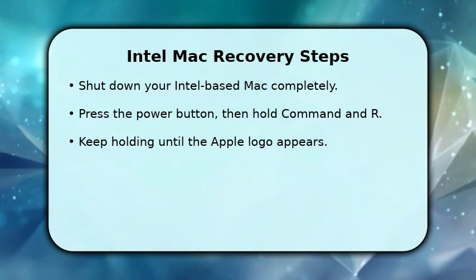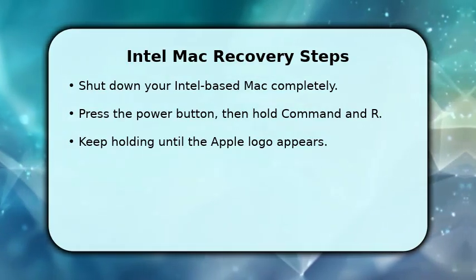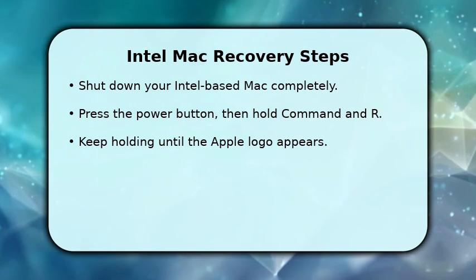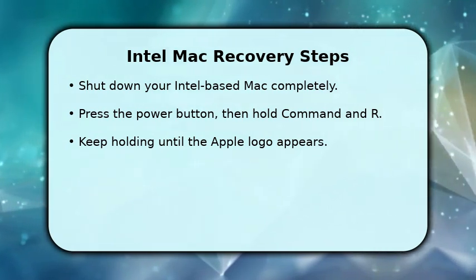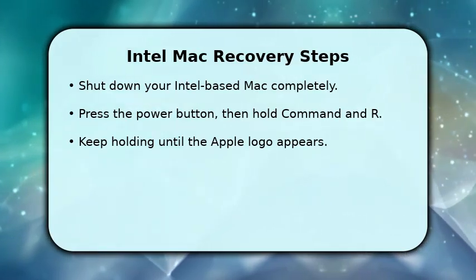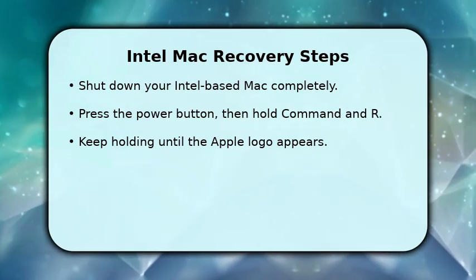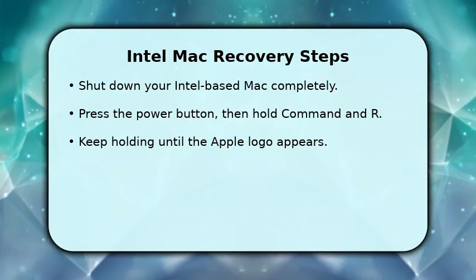For Intel-based Macs, the process is straightforward. First, completely shut down your Mac. Then, press the power button and immediately hold down the Command and R keys simultaneously. Continue holding these two keys until you see the Apple logo or a spinning globe. Once the macOS Utilities window appears, you can release the keys and proceed.